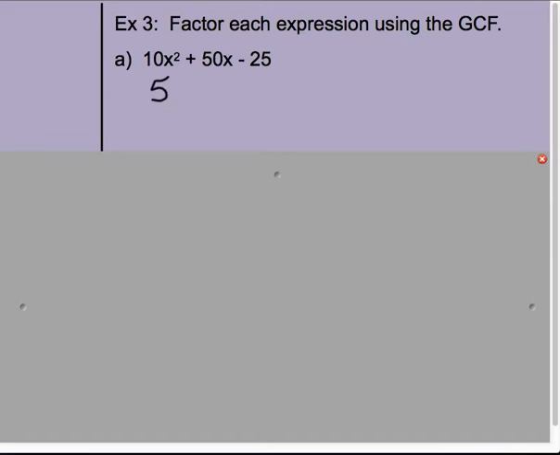And then I'm looking at the variables. I see an x squared on the first term, x on the second term, but there's no x on the last term, so that is not a common factor for all 3 terms.